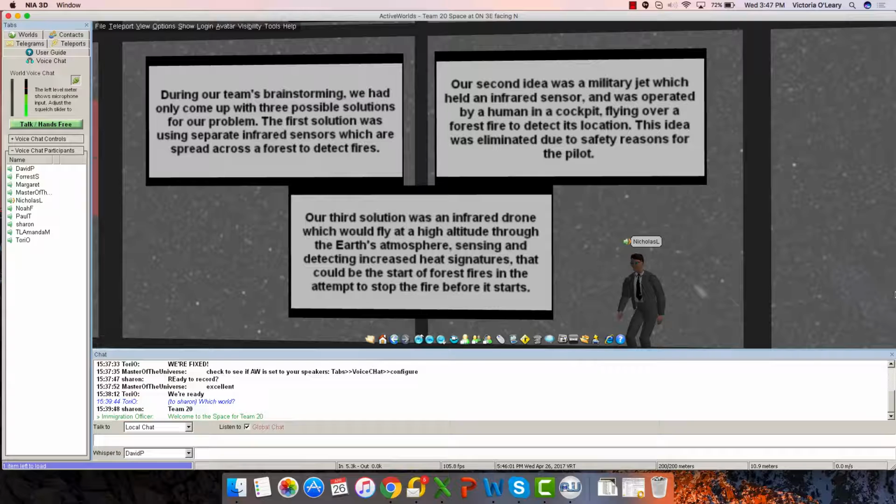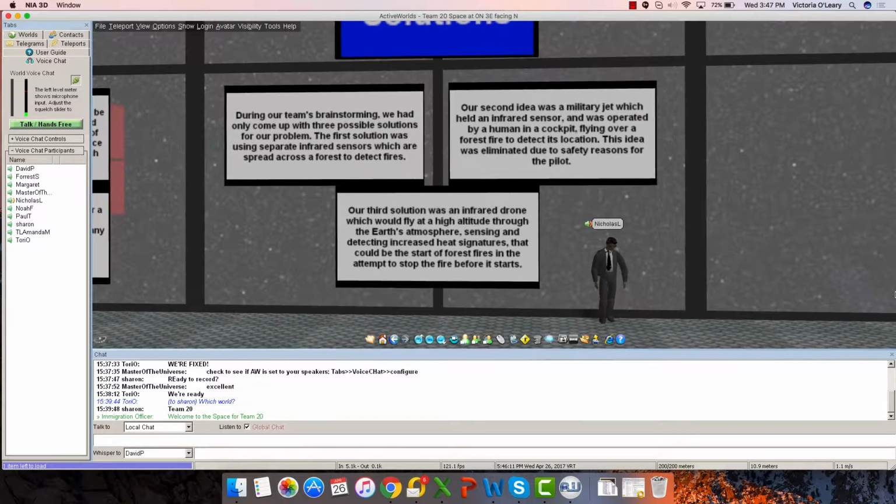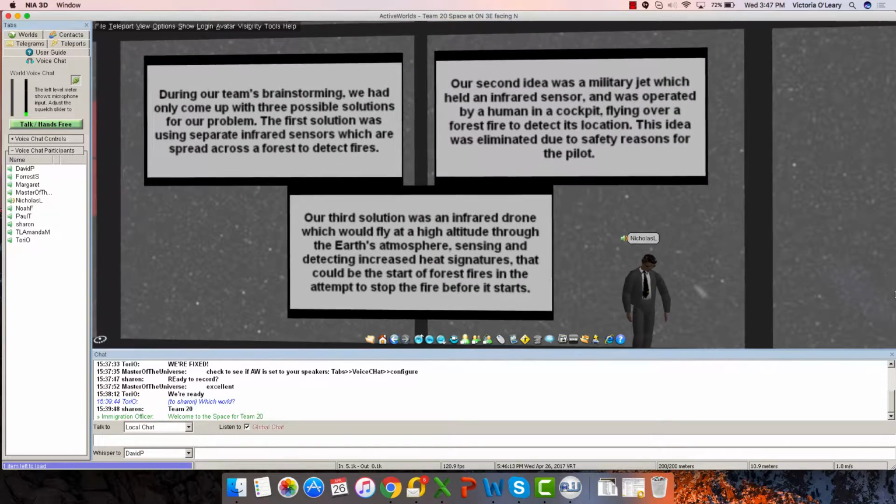Hello, my name is Nicholas. You can call me Nick. I'll be explaining what we went through to brainstorm the idea. So once we had our constraints in place and we identified our problem, we began to brainstorm ideas and think outside the box. So we came up with three main ideas that all kind of spawned from each other.